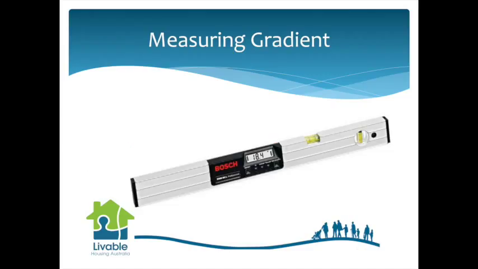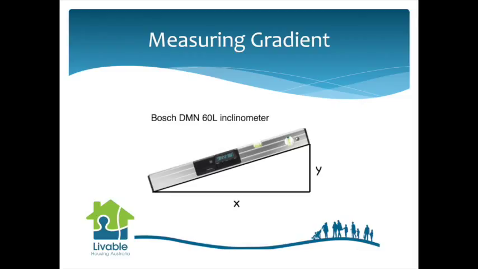But the next way of doing it is with a device called a digital inclinometer. And it's just like a spirit level, except it has a digital reading that tells you what the slope is. So all you do with a digital inclinometer is to place it on the slope and read off the incline from the digital screen. Makes it nice and quick, and it's quite accurate as well.